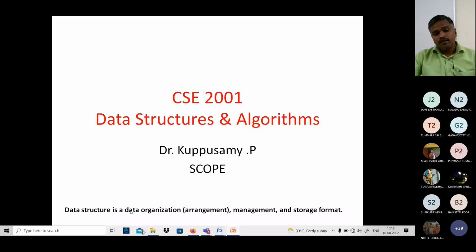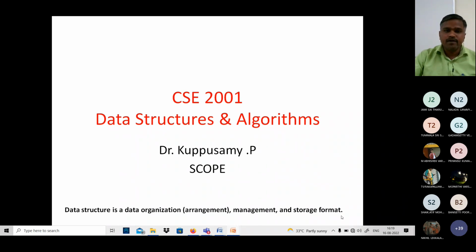So how will the data be stored inside the memory? For that we have to follow some techniques. That is called data organization, or arranging the data in memory. Then management, managing the data. That means insert, store the data, delete the data, modify the data. These all come under managing data.